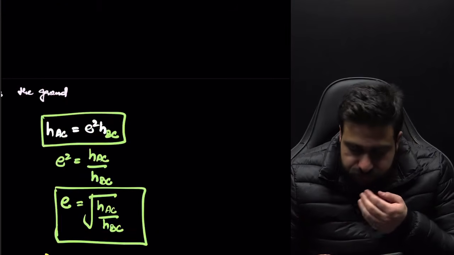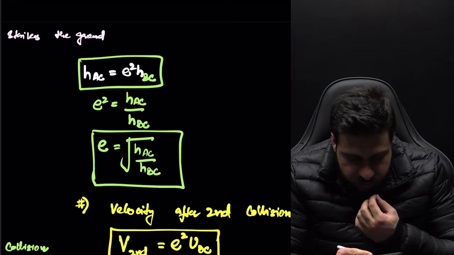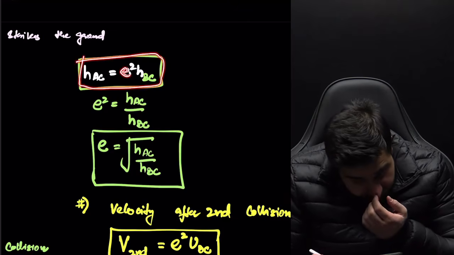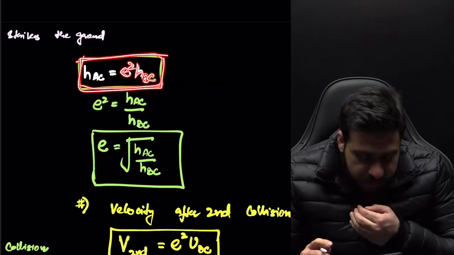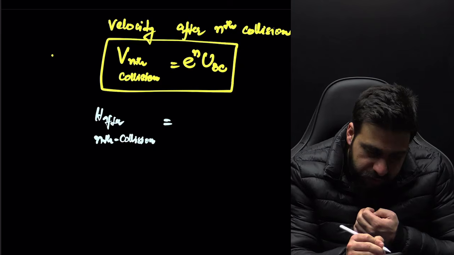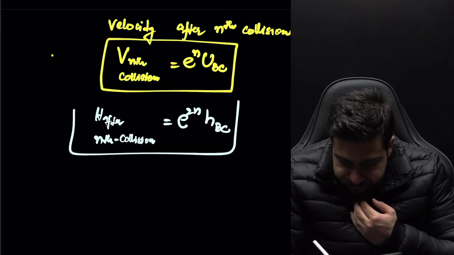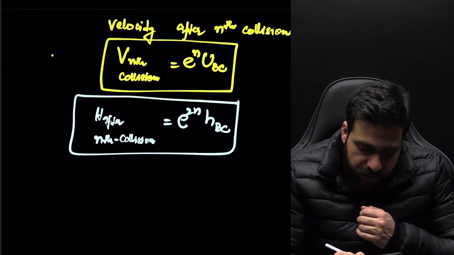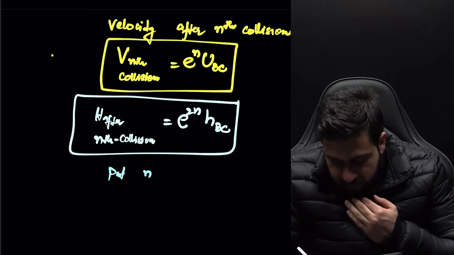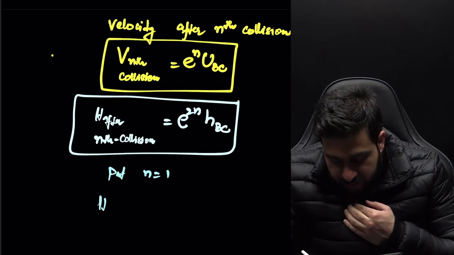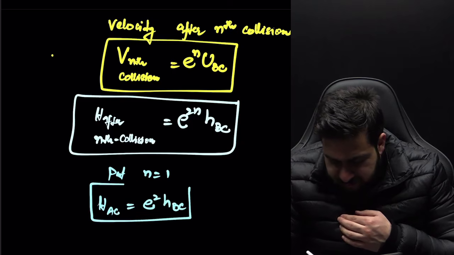Guys, see, if you check over here, height after first collision, E raised power 2 HBC. Height after nth collision, I'll write E raised power 2n, height before collision. Everything is sorted. Now, if you put n is equal to 1, what will you get, height after first collision? That will be E raised power 2 HBC. Yes, that we already proved.